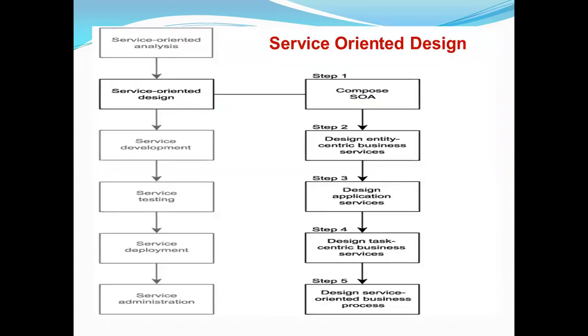So this service-oriented design is again divided into 5 major steps. The first step is what? Composing service-oriented architecture. Composing is one of the phases where we are combining different web services. Then the second step is designing the entity-centric business service. Each business service is divided into small entities, and these entities are related with each other, and from these entities we are retrieving the data, we are storing the data, or we are performing different CRUD operations. So that is nothing but designing the entity-centric business service.